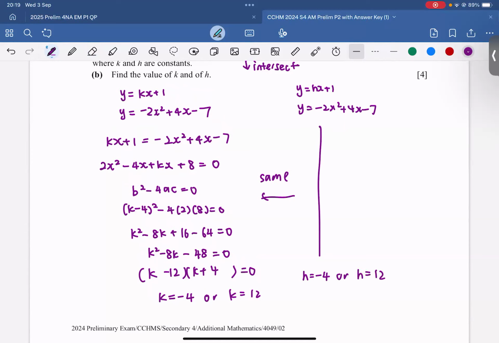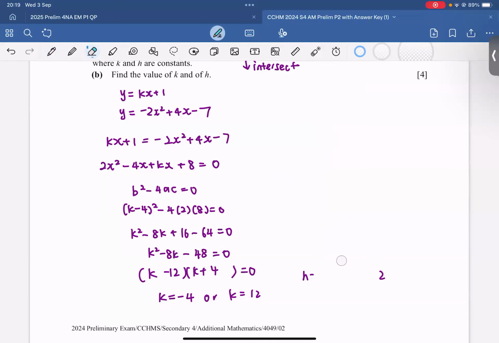So what does this tell you? This tells you that actually the negative 4 and 12, one of them is h, one of them is k. But does it really matter which is h, which is k? Doesn't matter, because the question never say which is bigger, which is smaller. So you don't have to redo all these steps. So we can just finally conclude that therefore k is minus 4 and then h is equals to 12. So doesn't matter which one you choose.